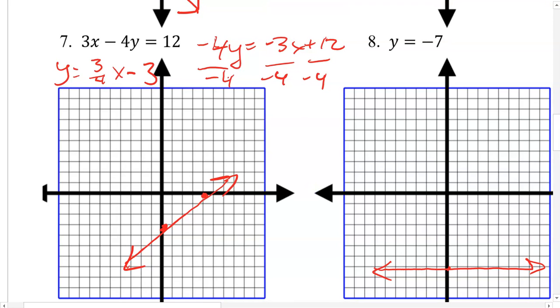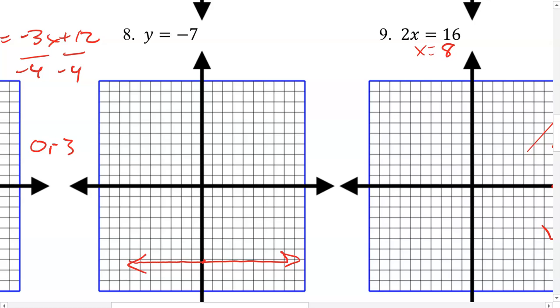On question number 7, we have to isolate y to the left side of the equation. So we subtract 3x from both sides. And we get negative 4y equals negative 3x plus 12, and then divide both sides by negative 4. So y equals 3/4 x. Negative 3 divided by negative 4 cancels out the negatives. Minus 3. 12 divided by negative 4 is negative 3. So I start at my y-intercept at the point (0, -3). And then I go up 3, 1, 2, 3, and over 4, 1, 2, 3, 4, and plot my line.